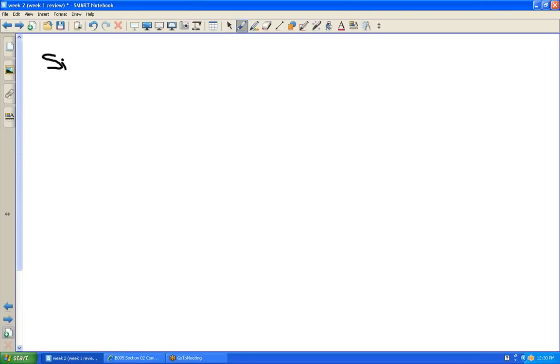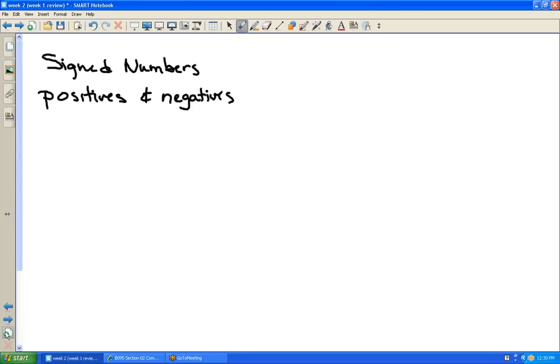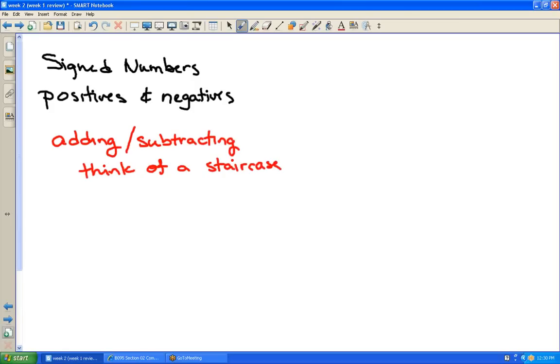And I like to think of things visually. So sign numbers. And that's kind of like the very first question that you had. You were adding a whole bunch of different numbers. So if I'm doing adding and subtracting, think of it as a staircase, and you're chasing a 2-year-old going up and down the stairs.